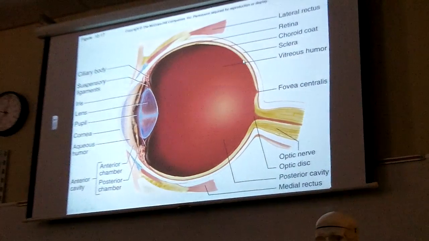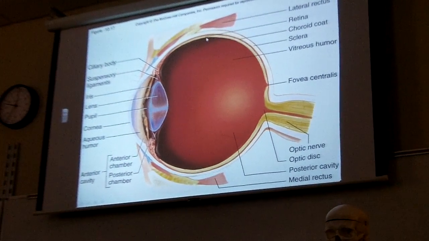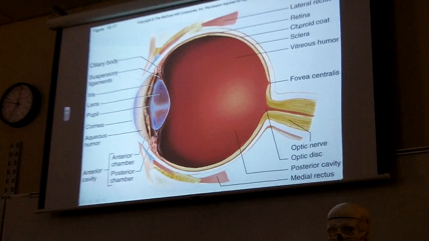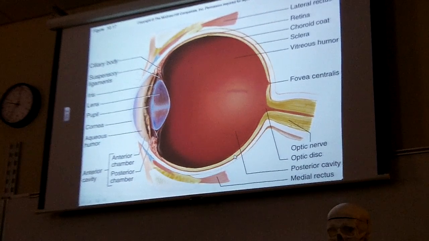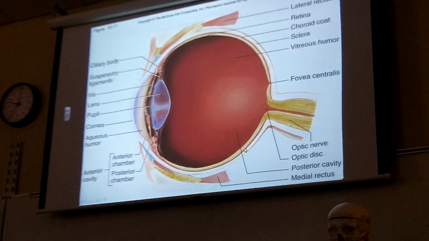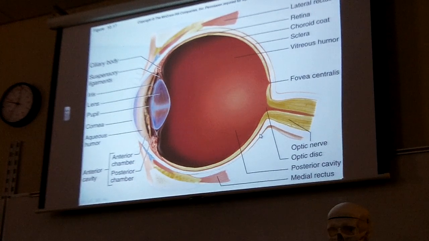So there is a layer right here, this red layer, it's very thin. It's called the choroid coat. That's a layer of blood vessels that surround the retina, and so these cells of the retina get nutrients from the blood that's in the choroid coat right here. You also have blood vessels that come out here and spread over the surface of the eye, and those blood vessels also deliver nutrients.